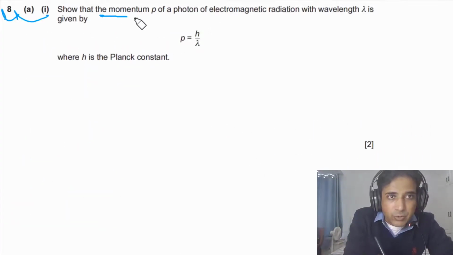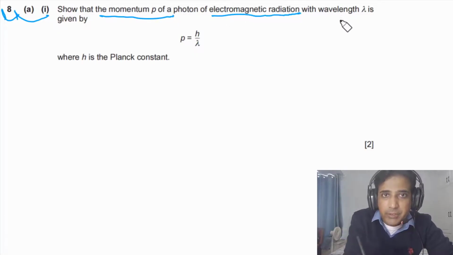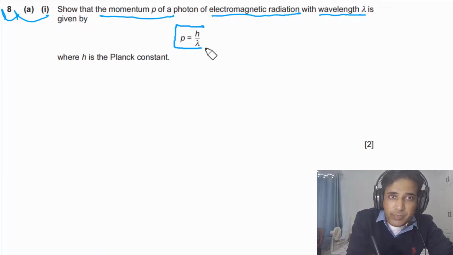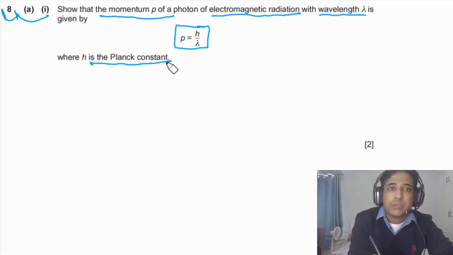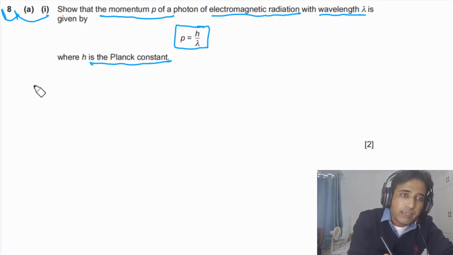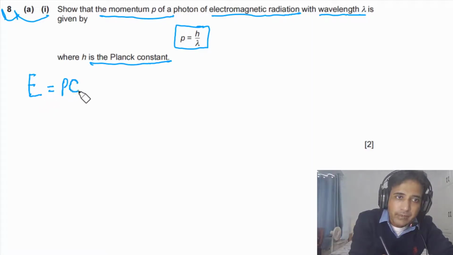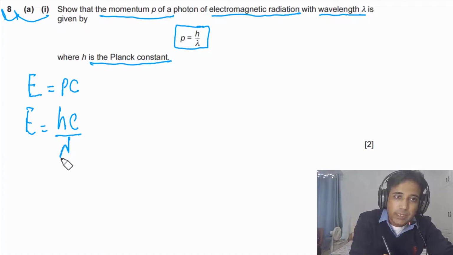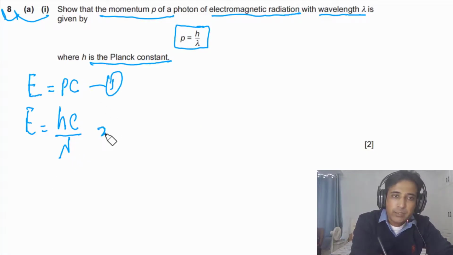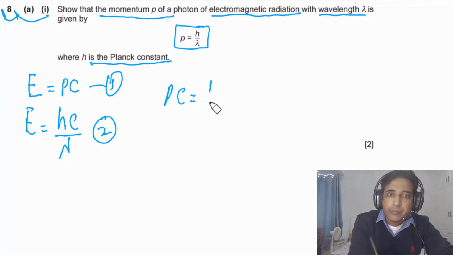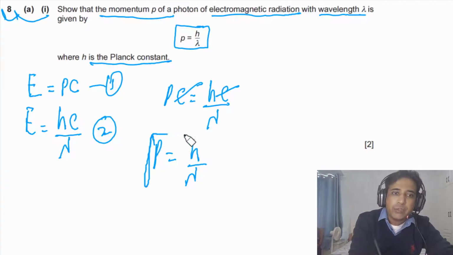Question 8 part A says, show that the momentum P of a photon of electromagnetic radiation with wavelength lambda is given by P is equal to h over lambda. H is the Planck's constant. So how we can derive this formula? First of all, we need to understand energy of a photon. Energy of photon can be written as product of momentum and c. And energy of photon, we can also write down, is equal to hc over lambda. So we can say this is equation 1 and this is the second equation. By comparing 1 and 2, we can write down Pc equal to hc over lambda. So c we can cancel from here, so it means P is equal to h divided by lambda. So this is how you can answer.